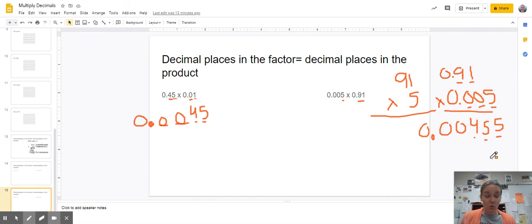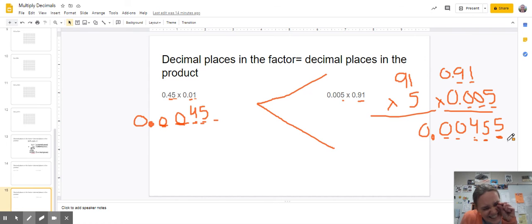Okay? So which answer is bigger? This one or this one? Well, let's see. I have nothing in my tenths, nothing in my tenths, nothing in my hundredths, nothing in my hundredths. I have a 4 in my thousandths. I have a 4 in my thousandths. I have a 5 in my 10,000ths. I have a 5 in my 10,000ths. I have nothing in my 100,000ths. I have a 5 in my 100,000ths. So that means this one is just a teensy bit bigger by 500,000ths.